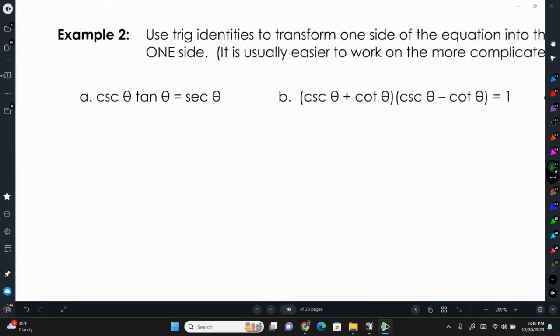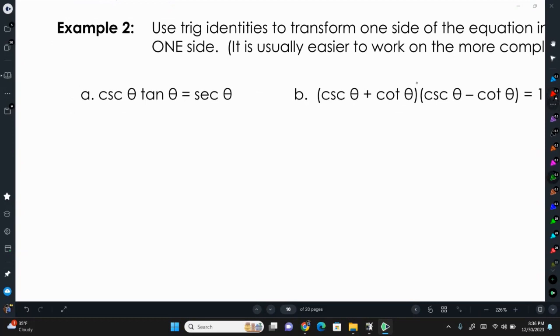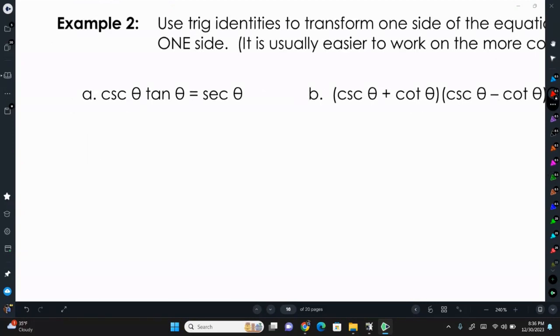It's usually easier to work on the more complicated side. So what we want to do is we want the left side and the right side to say exactly the same thing. Well, in order to do that, like I said, we work on the more complicated side. We have the cosecant of theta times the tangent of theta equals secant of theta. Well, what is cosecant? Cosecant is 1 over the sine of theta. And what is the tangent? Tangent is, whoops, not times, is sine theta over cosine theta.